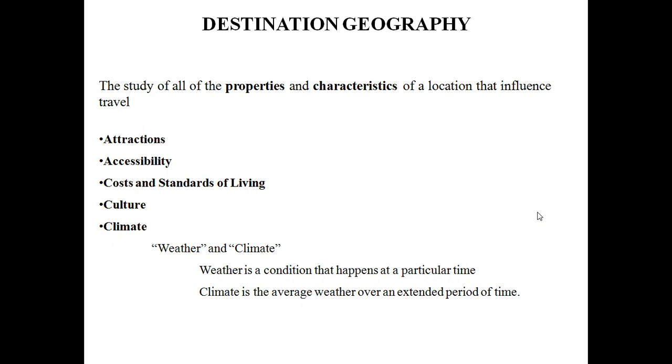The next one is cost and standard of living. Cost and standard of living is very important. As a tourist, when we travel to a particular destination, we generally see what is the cost of living there. How much should I spend there? How much should I go on with my shopping? What is the entrance fee? So how much should I take with me? So all these will go into your cost and standard of living.